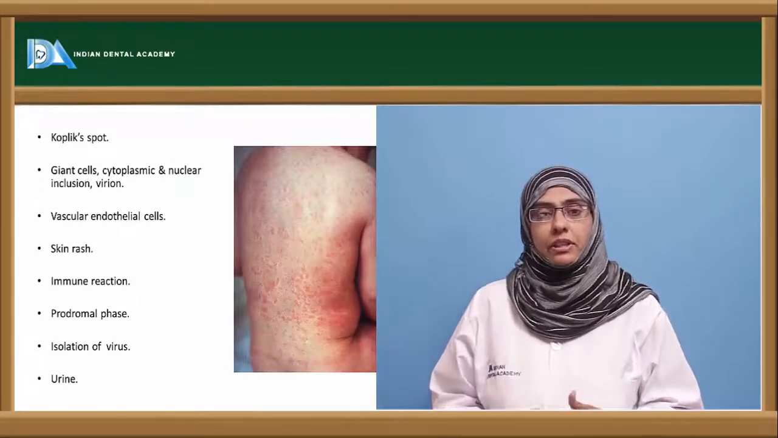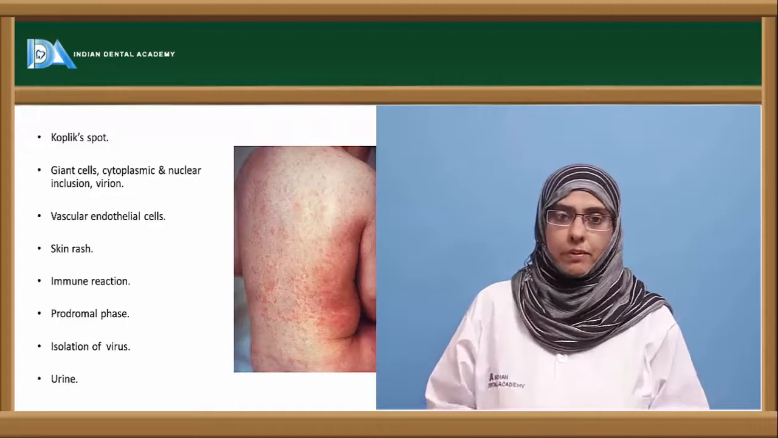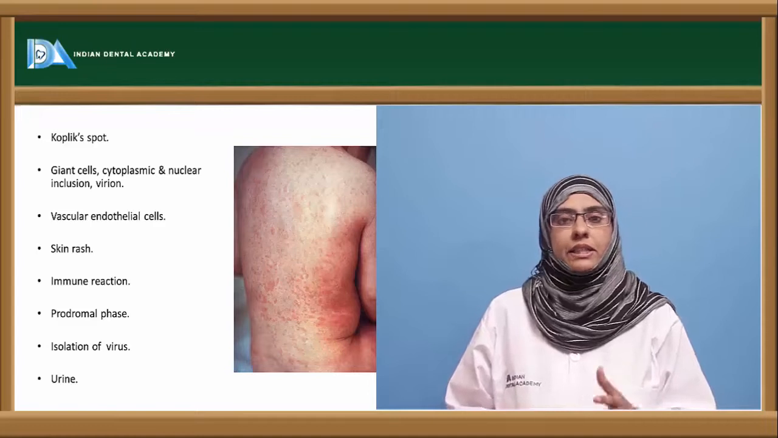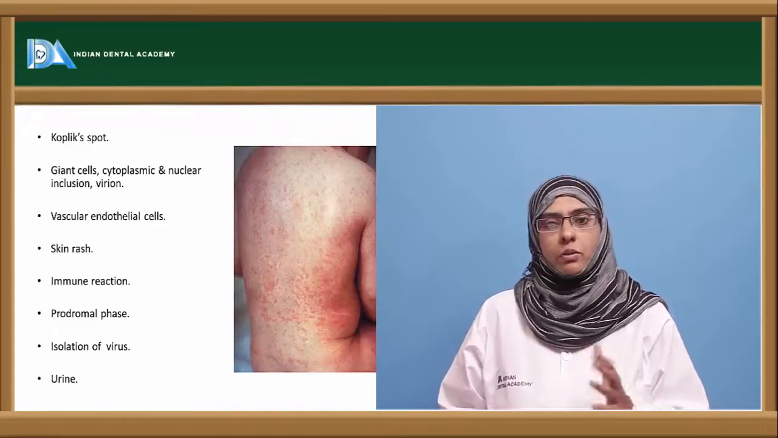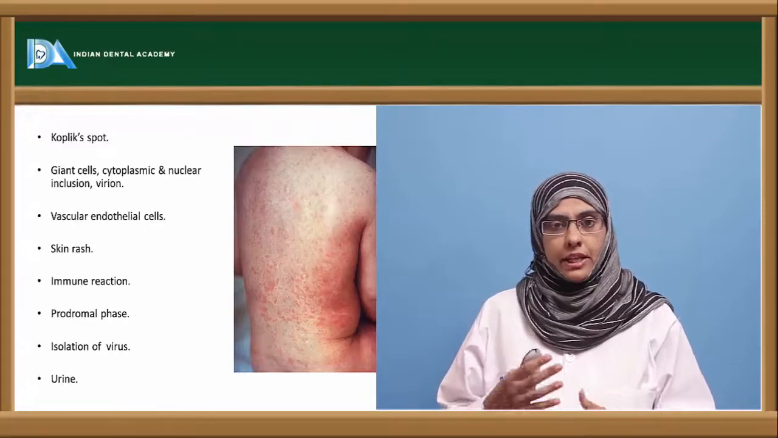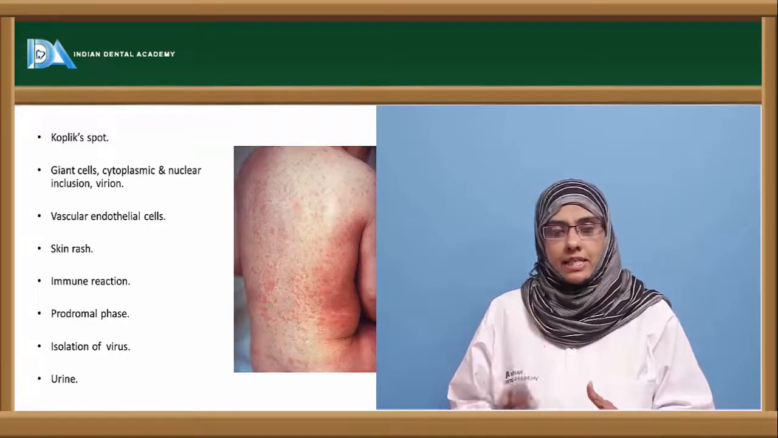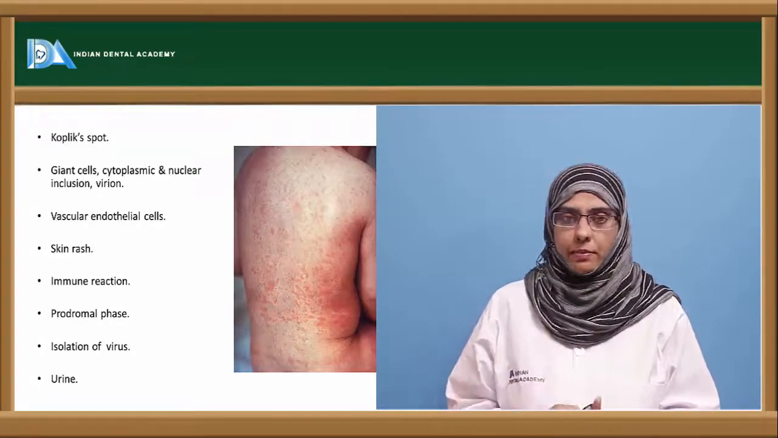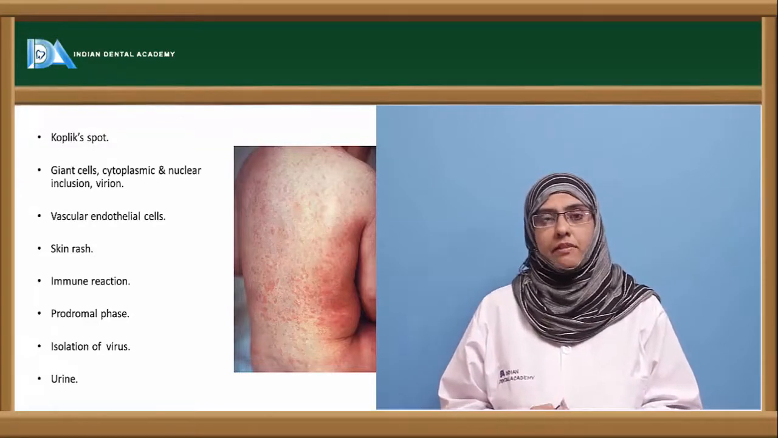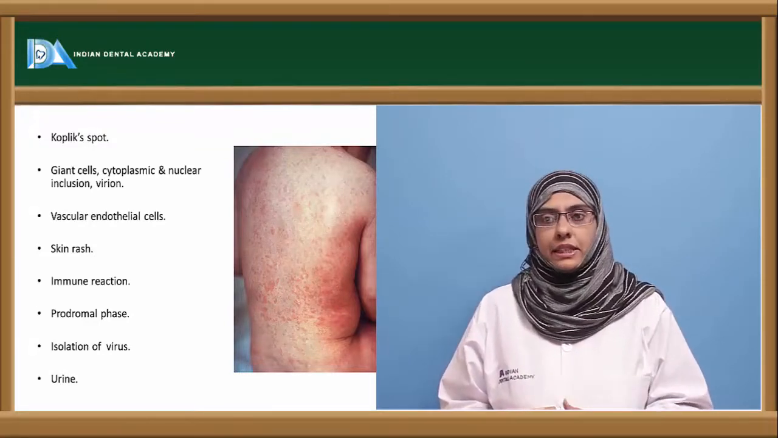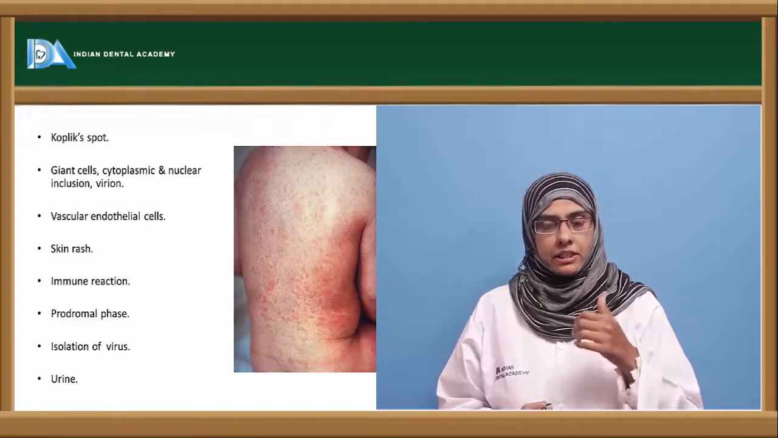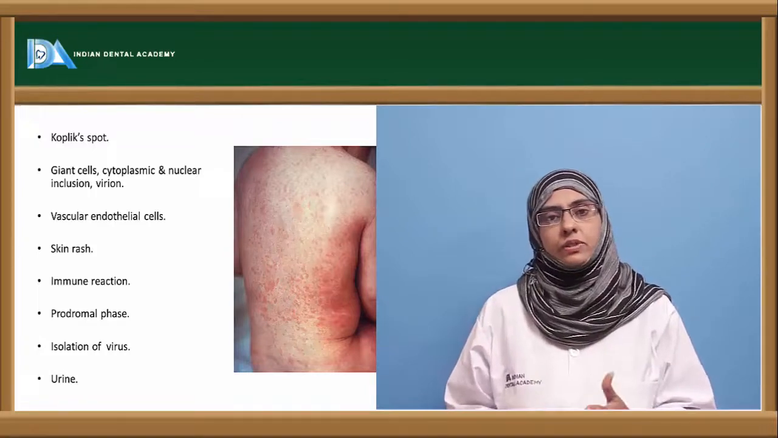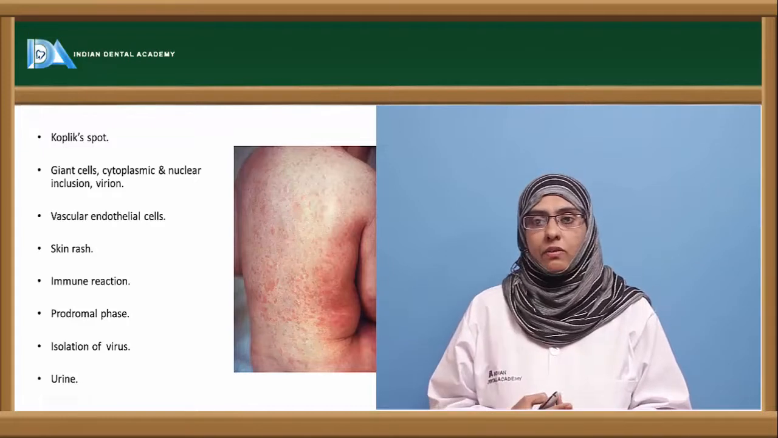The pathognomonic feature or the characteristic feature of this disease is the appearance of the Koplik spot. This Koplik spot is usually small. It is a bluish white ulceration that can be seen in the buccal mucosa opposite the lower molar, and it is characterized by giant cells, cytoplasmic and nuclear inclusions, along with the virion components which are actively replicating. This virion particle can also be seen in the vascular endothelial cells near the skin rashes, and the skin rash is an immune reaction that is taking place between the T lymphocytes and the cells where you can see the actively replicating virus particles.